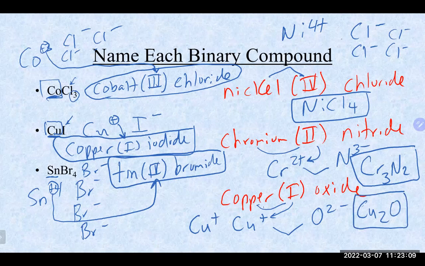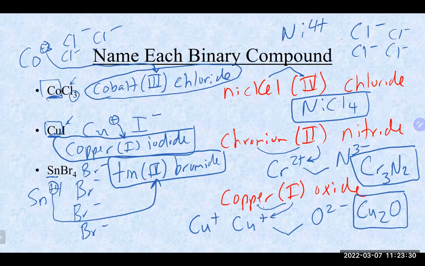They're formulas to names, names to formulas. So type 2, really the only difference from type 1 is we need to include the Roman numeral, and really naming is just telling people what you're dealing with. So in this case, when you say, hey, it's cobalt 3, I'm dealing with cobalt with a +3 charge. So you have to kind of tell people that. That's sort of why we need the Roman numeral.